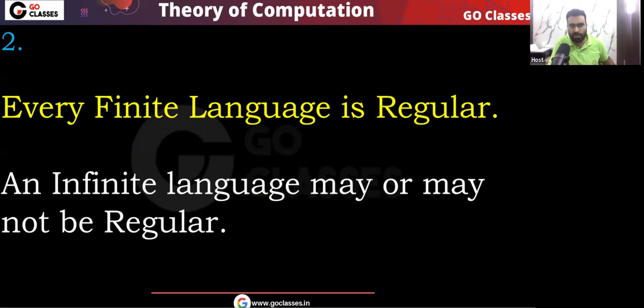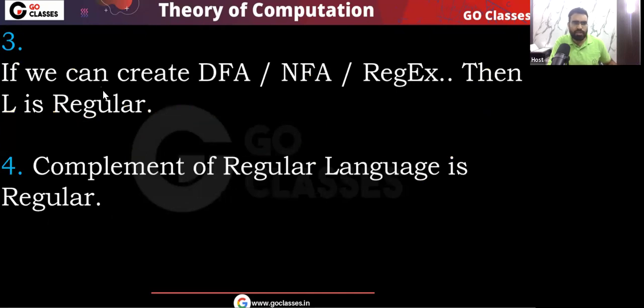is definitely regular. Another point: if for the language L you can create a DFA or NFA or regular expression, then definitely the language is regular. Also, the complement of a regular language is regular. So if you have a regular language, then the complement of that language is also regular.